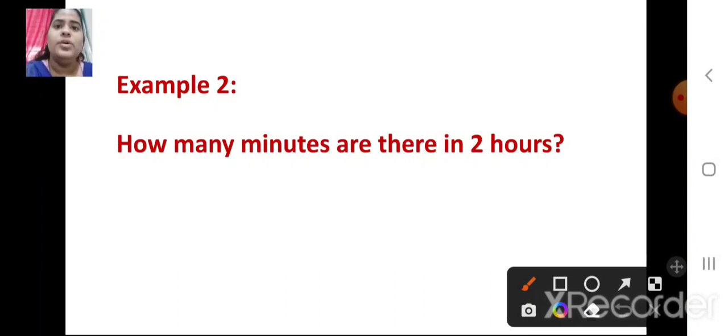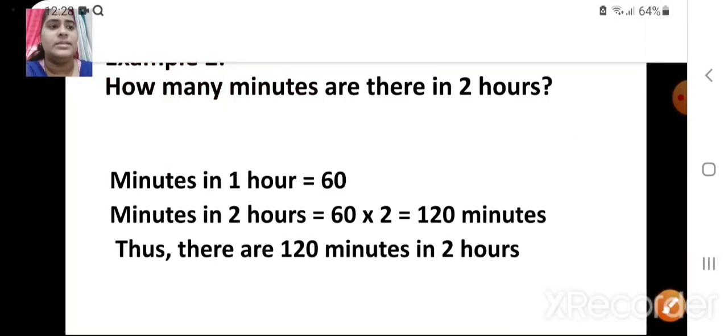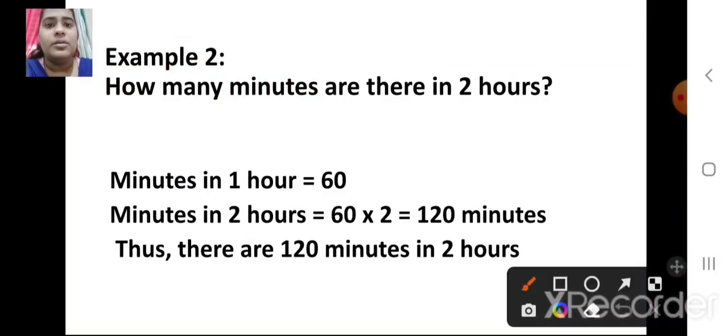We have to multiply. See, this way. Minutes in 1 hour is equal to 60. This we all know, right? When the minute hand takes one full round, then 1 hour is over, right? So minutes in 1 hour is equal to 60.